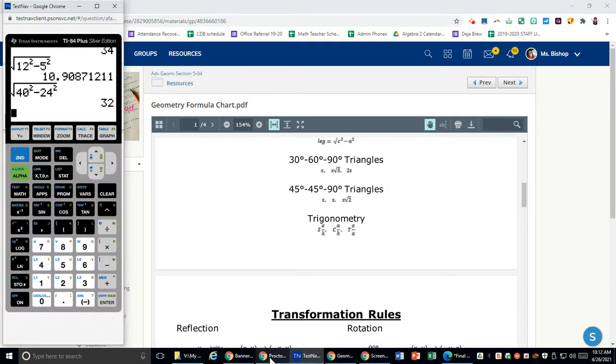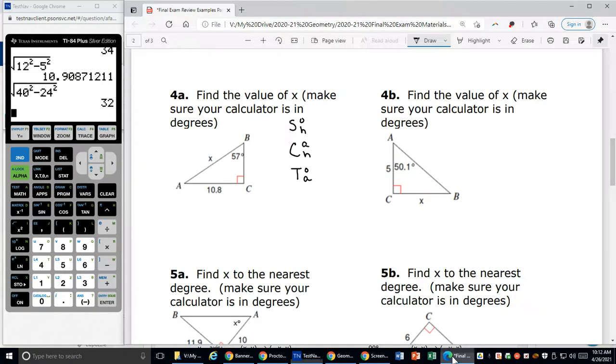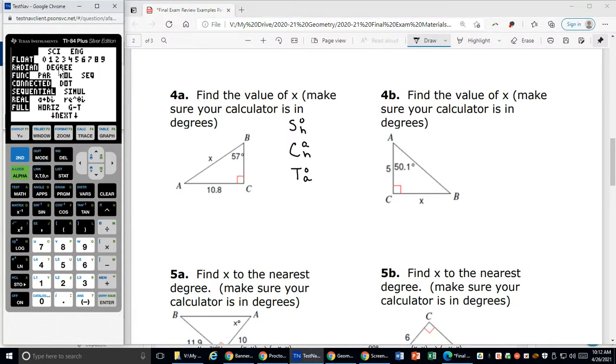Okay? All right, so I'm going to make sure that my calculator is in degrees. I'm going to click mode, and I can see it's not. So I'm going to arrow down, highlight the degree, and hit enter. And now you can see radian is unhighlighted, degree is highlighted. And then to leave, right here in blue, it says quit. So second mode, and I'm right back to where I started.